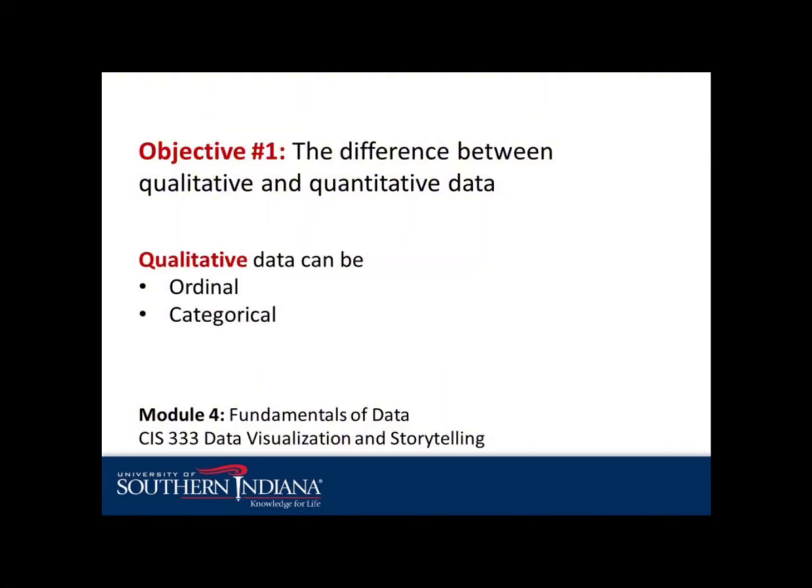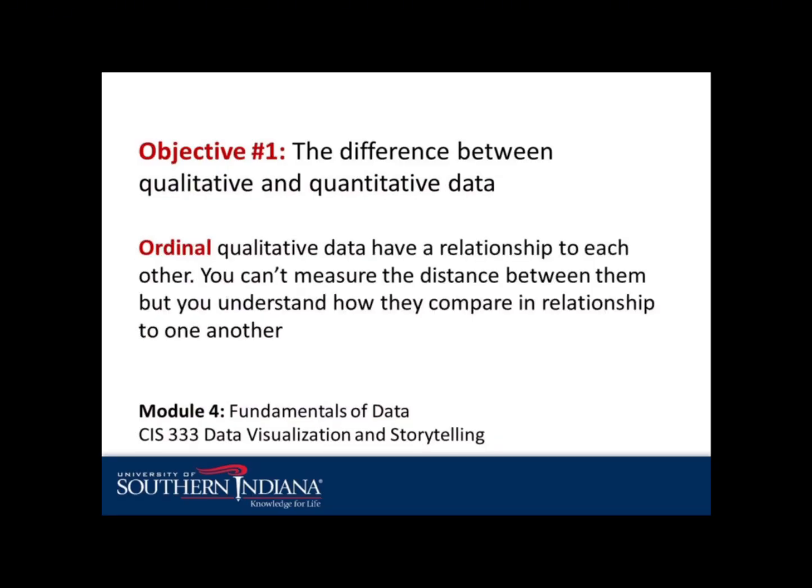Now let's jump over to what qualitative data is. Qualitative data is basically going to be used to organize or categorize your quantitative data. And qualitative data can be either ordinal or it can be categorical. Now, ordinal qualitative data has a relationship with each other, but you can't measure the distance between them, but you understand that there is some sort of relationship.